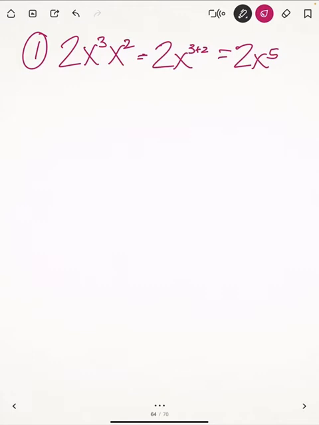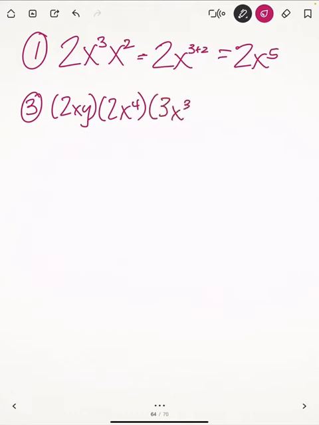All right, the next one we're going to do is number 3. We have 2x times x y times 2x to the fourth times 3x to the third. So again, just like we did before, what we're going to do is say 2 times 2 times 3, which becomes 12, okay? Then we go to our variables. We're going to say x times x to the 4 times x to the 3. Well, remember, there's an invisible 1 right here, so that's going to be 1 plus 4 plus 3, and I'll rewrite it out here. I'll say 1 plus 4 plus 3.